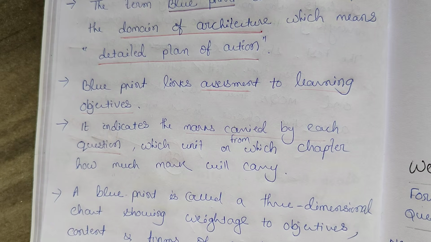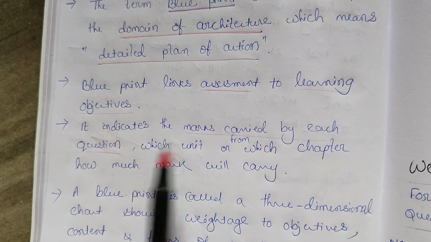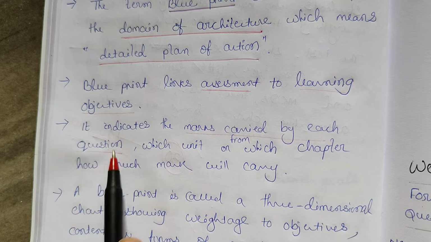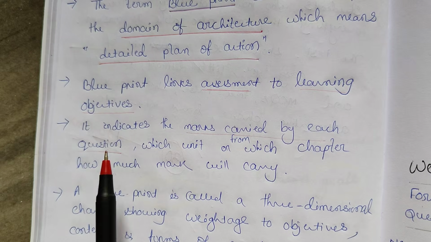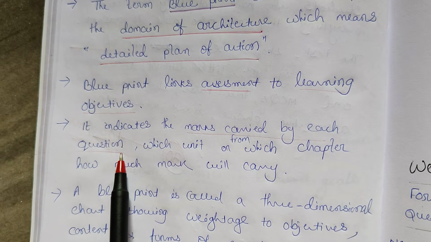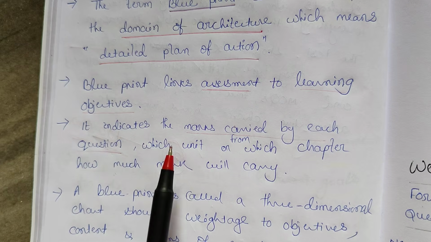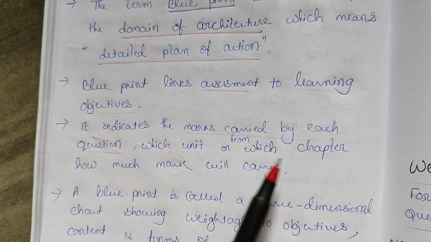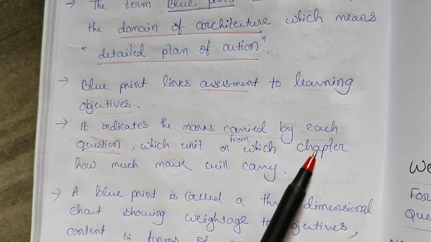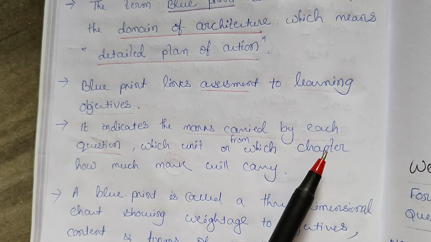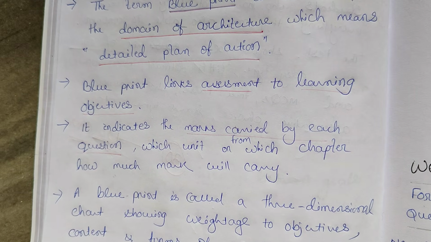How many chapters will come in the exam, which chapter, how many marks, how many questions, which unit, everything the teacher decides, right? The marks carried by each question, how many long questions will come, how many short questions will come, which unit will come, from which chapter, and from each chapter how much mark will come. The teacher makes a blueprint, a detailed plan of action, right?